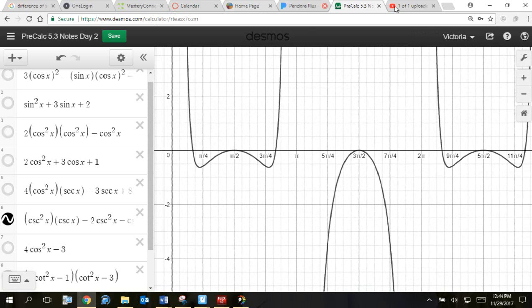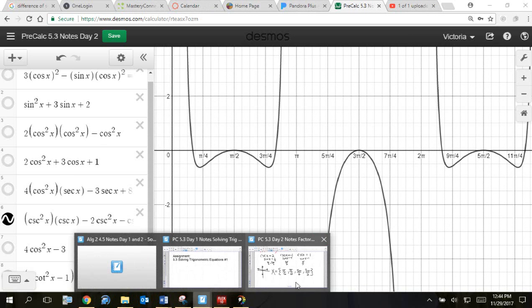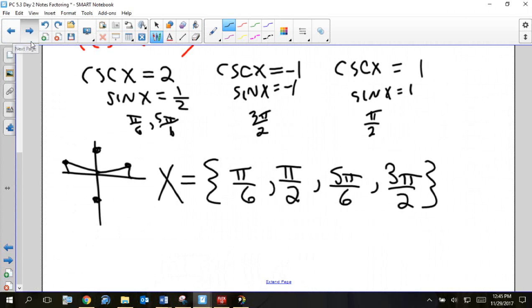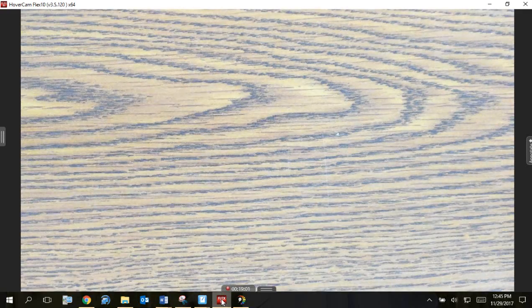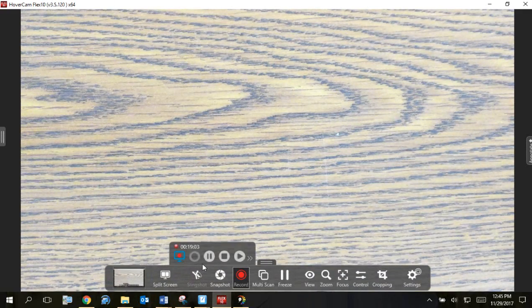Okay. So, if you need to see any more of these notes, if I went really fast on it, you need to go back and see it. You can totally ask. I can go back to whatever page you need. And the assignment for this one is a second worksheet, which I'm passing out now. I'm going to go ahead and stop the video.